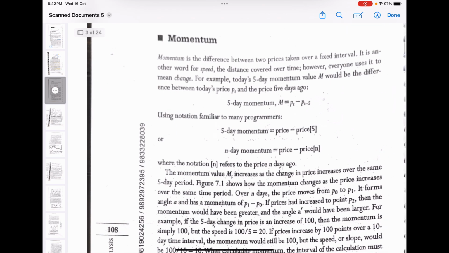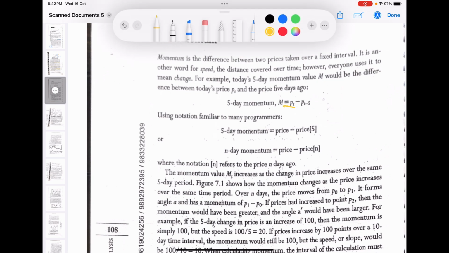Okay. Momentum. Momentum is the difference between two prices taken over a fixed interval. So we need to have one fixed interval and we need to have two prices to calculate the change. Now, how am I going to find that? If I want to find the 5-day momentum, how will I find it? Today's price is P_t. 5 days ago's price is P_t minus 5. So momentum is today's price minus the price which was there 5 days ago. That is momentum. Very simple.